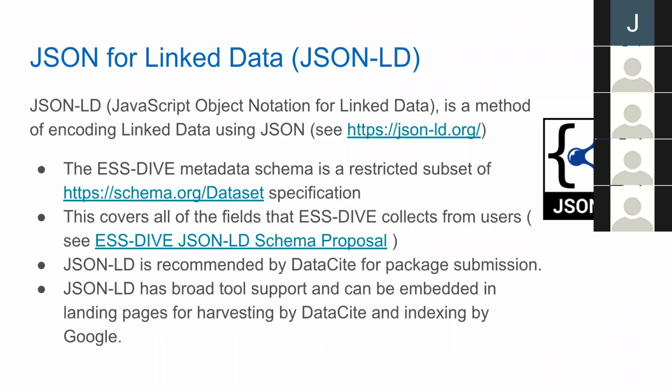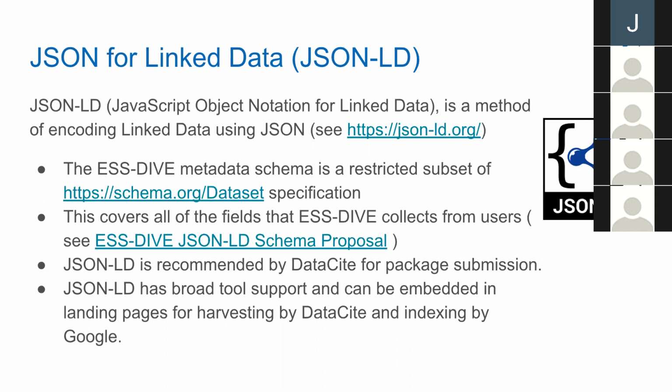Our package service uses JSON-LD, which is JavaScript Object Notation for Linked Data. It's recommended by DataCite for package submission, and by embedding JSON-LD into its landing page, that information can be harvested by DataCite and indexed by Google, which raises the visibility of your data set. This feature with Google is going to happen in the future. Some examples of enhanced search you can see are for recipes and other kinds of data objects, but the data set indexing will come later, the rich search results.